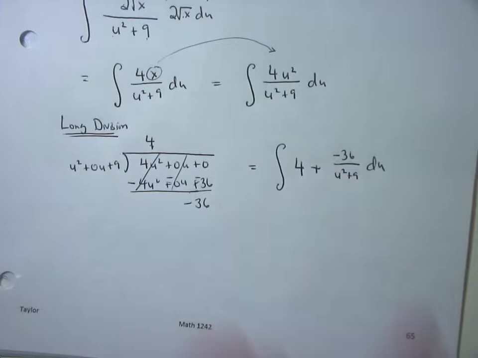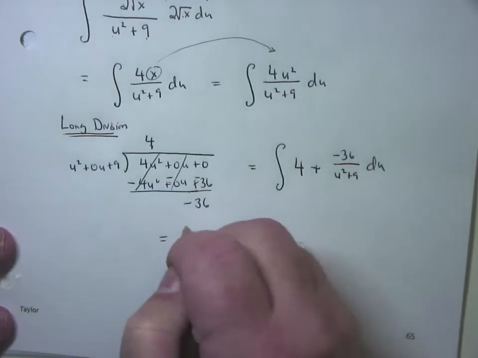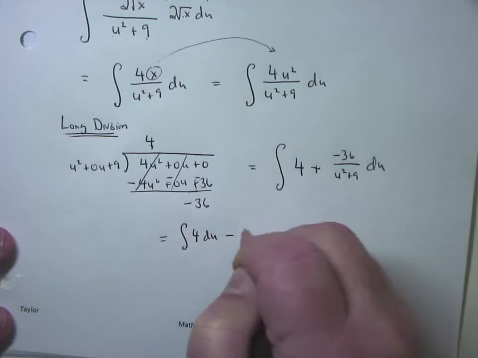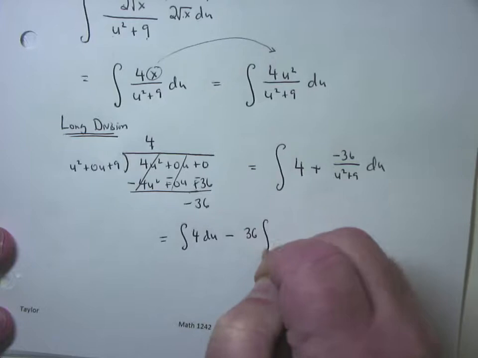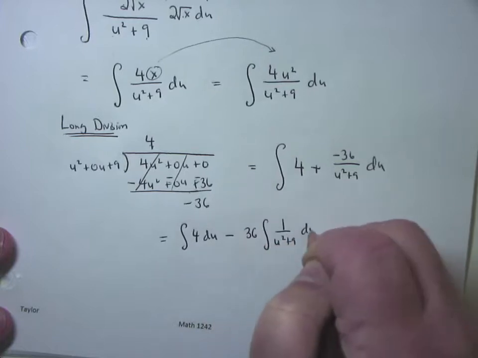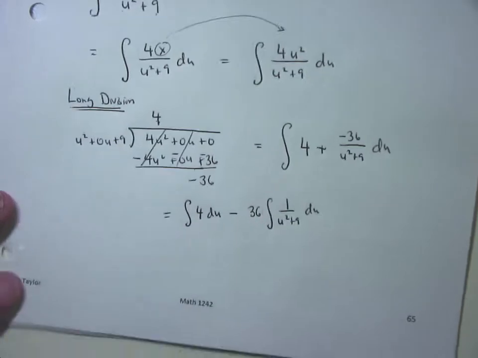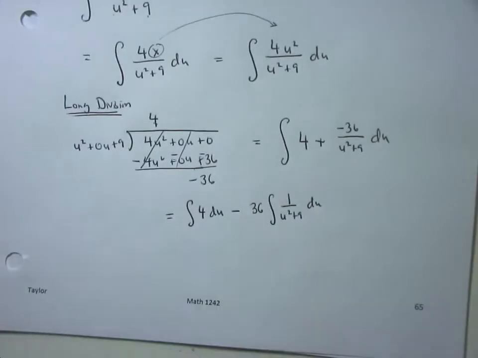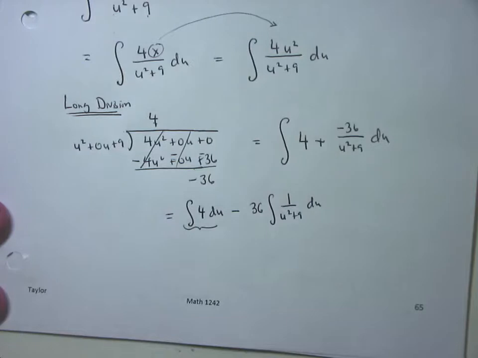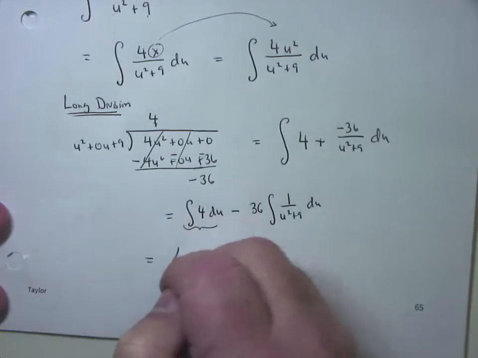There it is. And you look at this thing and now it becomes two problems. This turns into the integral of 4 du minus 36 times the integral of 1 over u squared plus 9 du. All I did was pull my constant out front. It's two terms, so I'm going to have to integrate each one. On this problem here, what is the integral of 4 with respect to u? 4u.